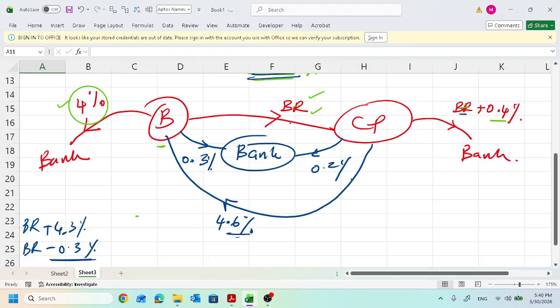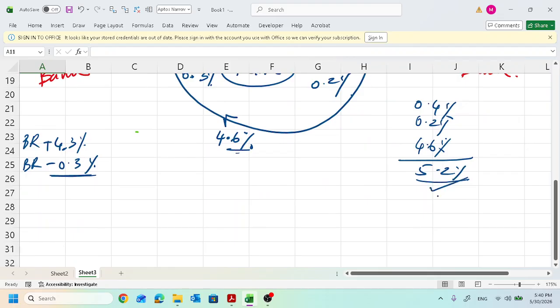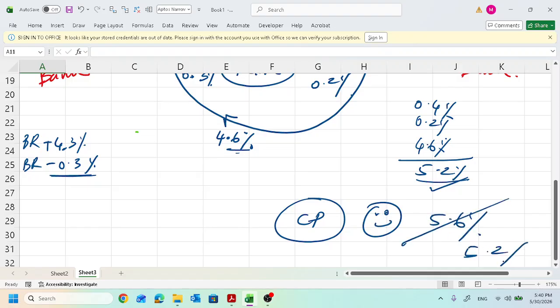Now look at counterparty. This BR they pay, this BR they receive, cancels. Everything else is payment. 0.4% payment. For the bank, 0.2% payment. And then you have 4.6% here. How much are they paying all together? 5.2% they are paying all together. Go back and see. If they borrowed directly, they would have borrowed at 5.8%. And we said they have a net gain of 0.6. From 5.8 minus this 0.6, you get 5.2% effective rate, net rate. So counterparty is happy. Why are they happy? They would have borrowed at 5.8%. Instead, now they get 5.2% net.